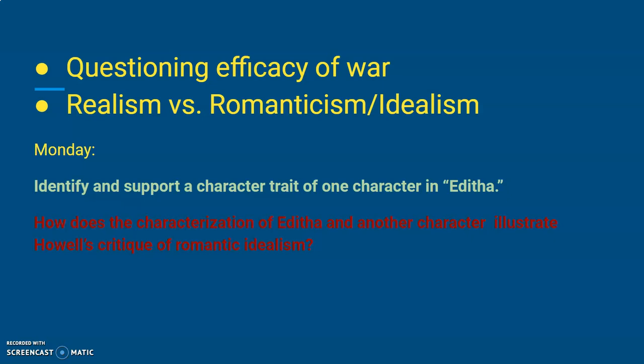And so we've talked about this already, just that Howells is a realist. He was a reigning force in that area. Well, how does he then critique idealism? How does he use Editha? How does he contrast Editha with another character? We've talked about that, how contrast can highlight. So I'm not going to go into that further, but that is something to consider as an essay.